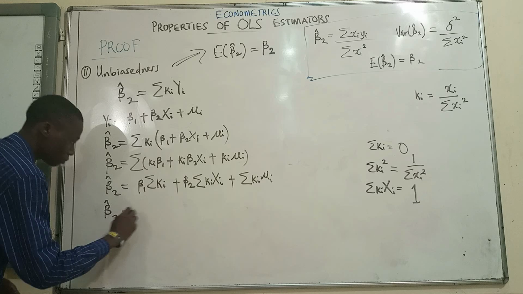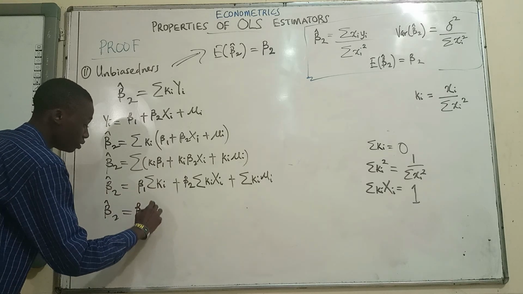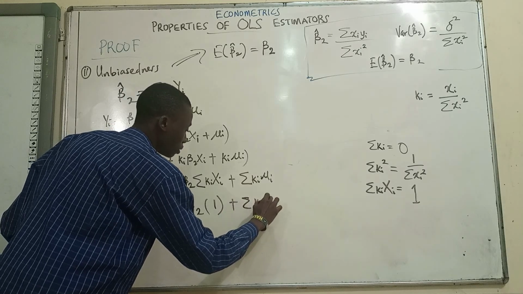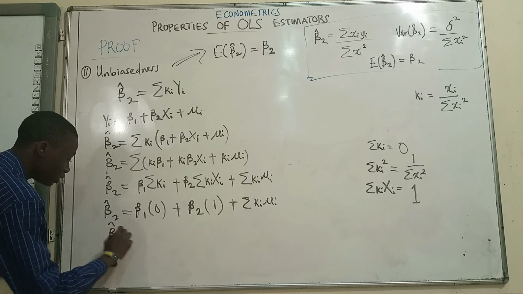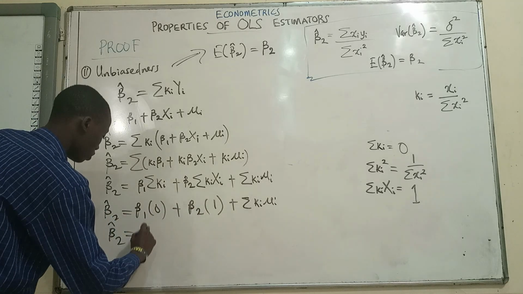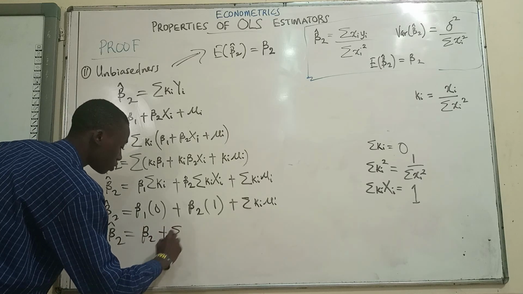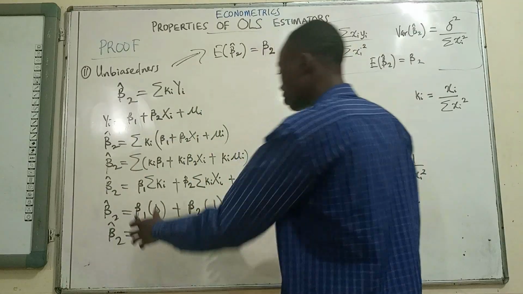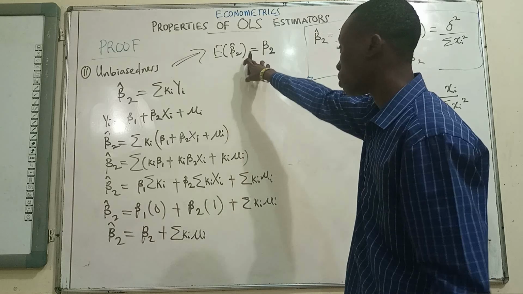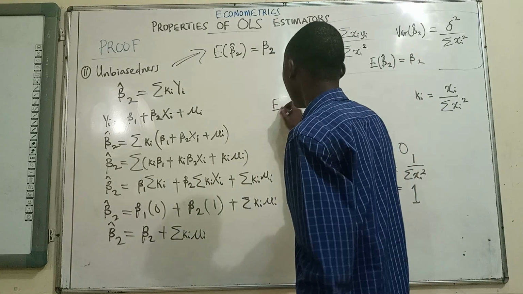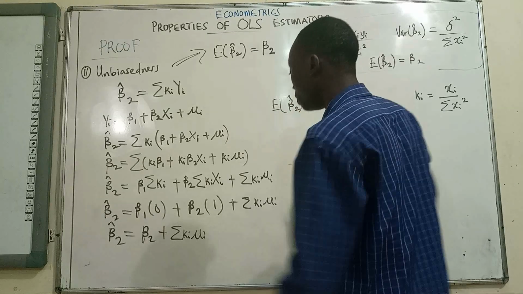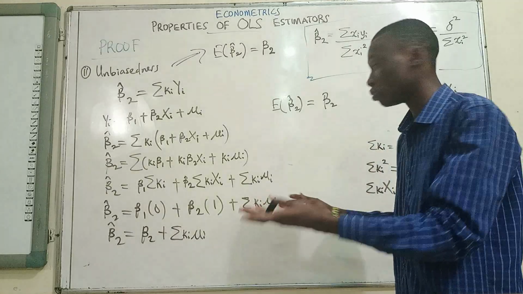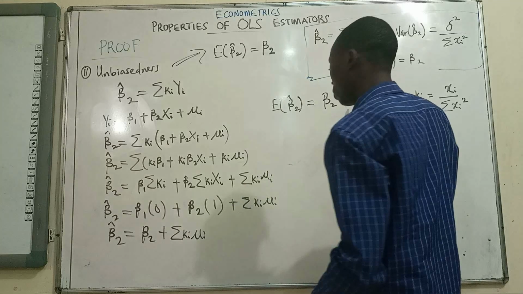So putting in those values, this is beta 1 times 0 plus beta 2 times 1 plus this, and here we'll see that estimated beta 2 is the true beta 2 plus summation ki mu i. Okay, so working with this, we'll take expectation of both sides. Remember, this is where we are working towards. So we're taking expectation of both sides. The expectation of the estimated beta 2 now will be the expectation of this, and the expectation of this side is simply this. This is a constant. The expectation of 2 is 2, right? Plus the expectation of this.